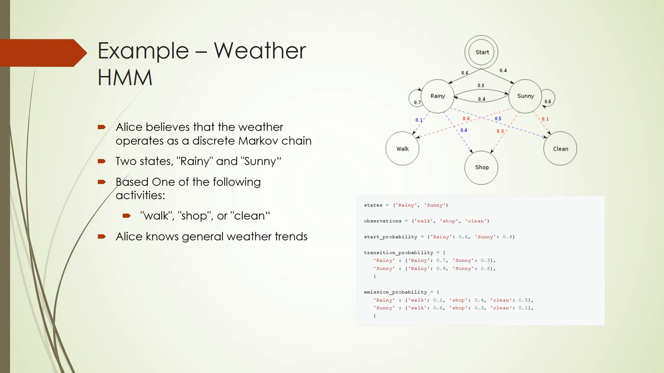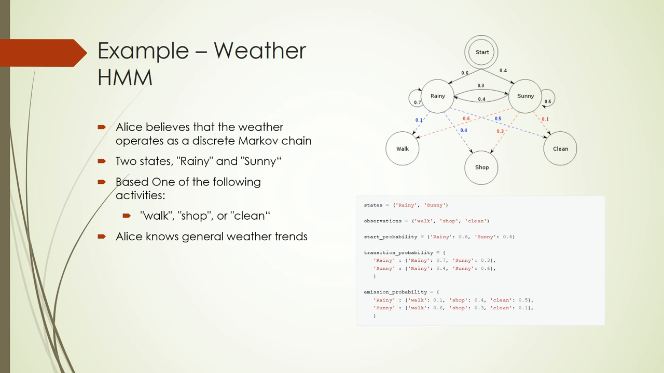So the states, as you can see, are rainy and sunny, and the observations made by Alice are walk, shop, or clean. In this piece of code, as you can see, the start_probability basically represents Alice's belief about what state the HMM is in when Bob first calls her. All she knows is that it tends to be rainy on average.